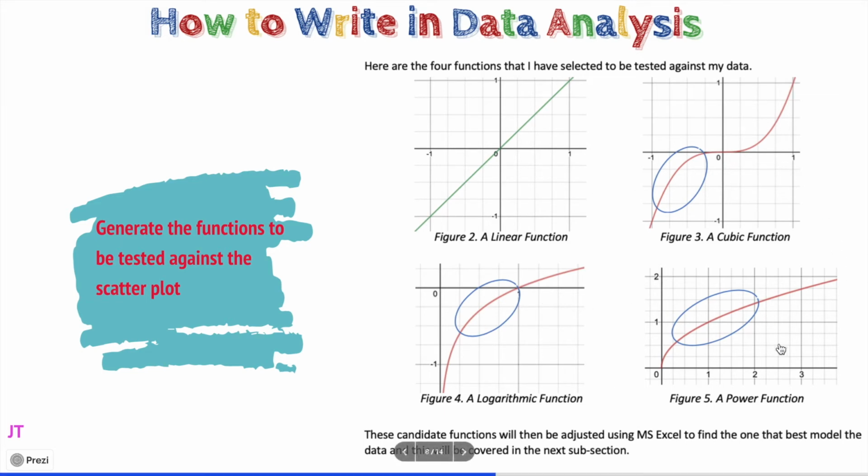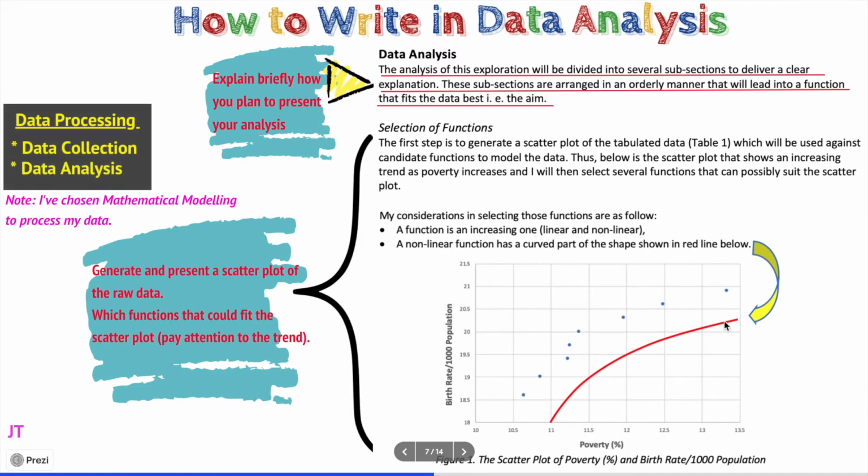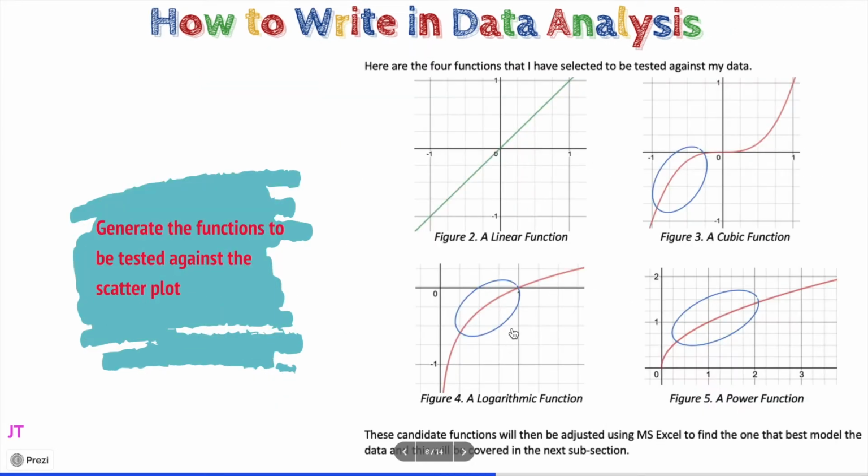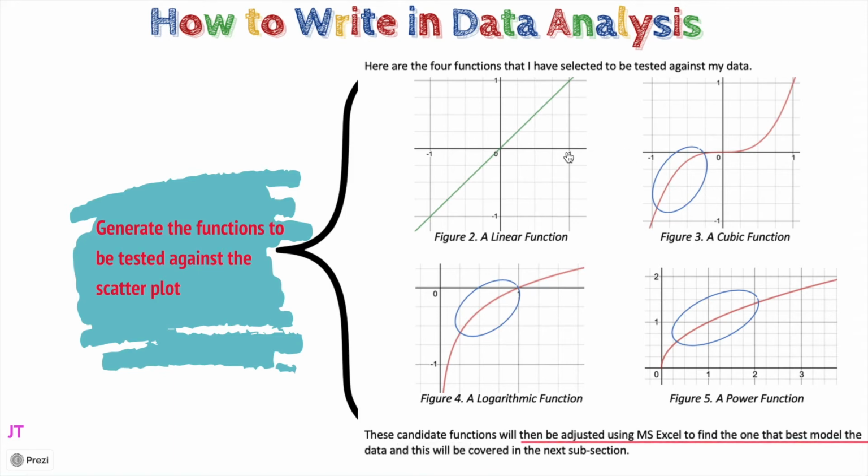And here are the functions that I have selected. I selected linear function, cubic function, because of this part here, which looks somewhat similar to this. And also logarithmic function because it has some sort of similar shape to the possible trend of my scatter plot. And lastly, the power function. So these are the functions that I will test against my data.